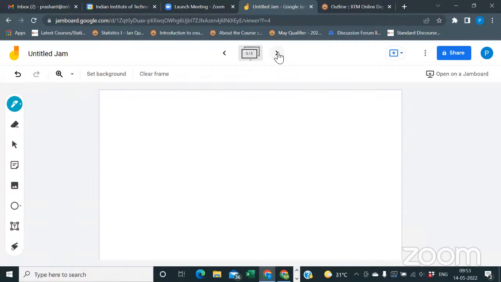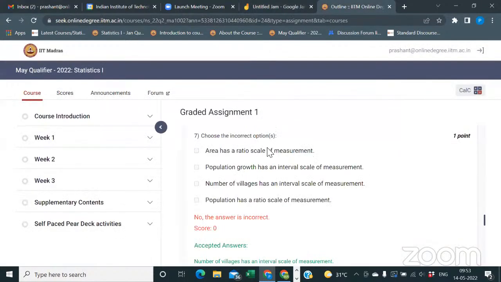No worry about it. See, which options are correct? The number of villages has an interval scale measurement, because obviously it has been measured over an interval of time. And no. Yeah, I think you did not read the question carefully. The question is asking to choose the incorrect options. Area has a ratio scale of measurement. Okay. Population growth has an interval scale of measurement. It's also correct. Number of villages has an interval scale of measurement. This is not a correct statement.